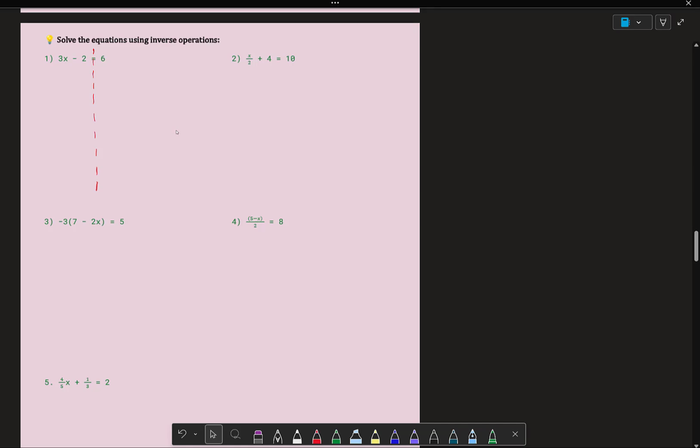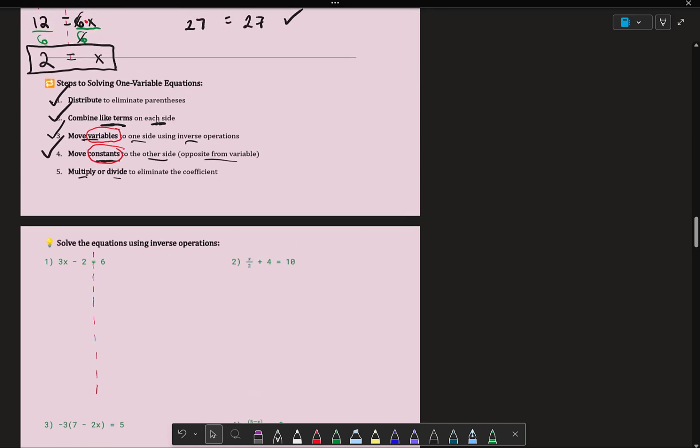So there's no parentheses, so we can skip step 1. Step 2 says combine like terms on each side. Well, the right side only has 1 term, so nothing to combine there. The left side has 2 terms, but one of those terms has an x and one of those doesn't. So there are no like terms in this problem. So step 2, we can check that off.